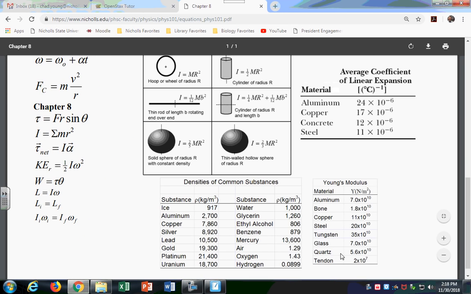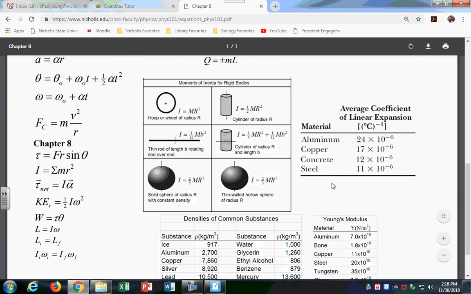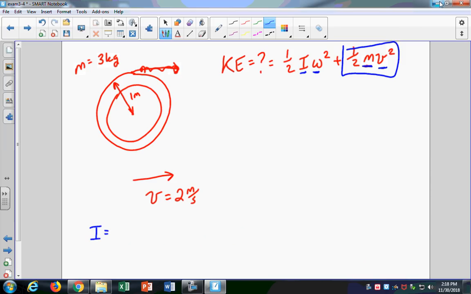What is a tire? It's a hoop, right? Yeah, it's basically a hoop. So I = mr squared, so my I for this would be 3 kilograms times 1 meter squared, and that's equal to 3 kilogram meters squared. And then I also need to find omega. What is omega? Oh, it's going to be V divided by R. Remember how we related those quantities?